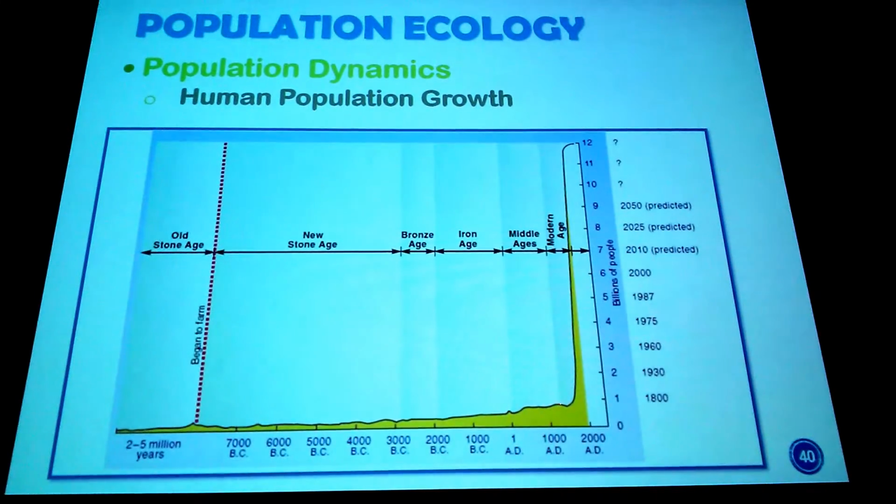1 AD, 1,000 years. Whoops, dip. Anybody knows what this dip is? The bubonic plague. Bubonic plague, Black Death, yeah. So it actually caused a dip in the human population, but after that, long about the Industrial Revolution, we see the population take off, and it's continued to grow ever since.